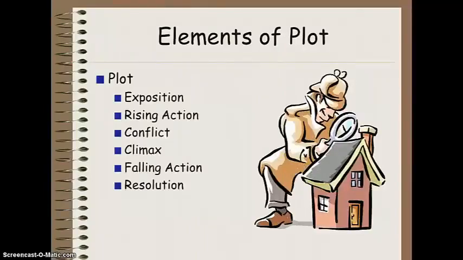So the elements of plot are exposition, rising action, conflict, climax, falling action, and resolution. On the back of your graphic organizer, I would like for you to draw and label a plot diagram with all of the parts, with the exposition, the rising action, the conflict, the climax, the falling action, and the resolution.